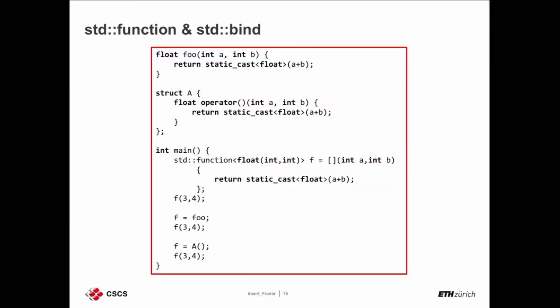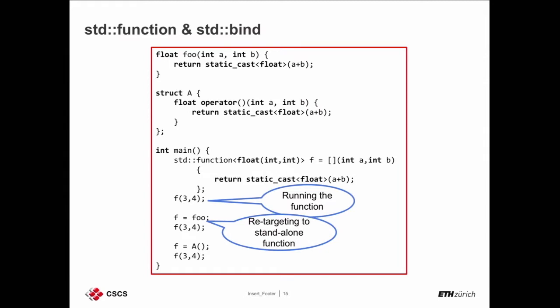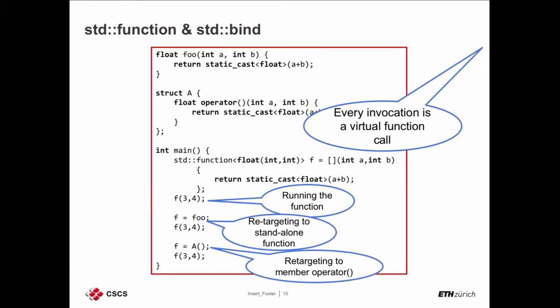Very powerful abstraction, very useful sometimes, depending on what you have to do. When you reassign a function to a std::function, you call it retargeting. And you can actually retarget into member functions, to the operator parentheses of an object. But the cost of this is that when you call this, it is going to pay a virtual function call.